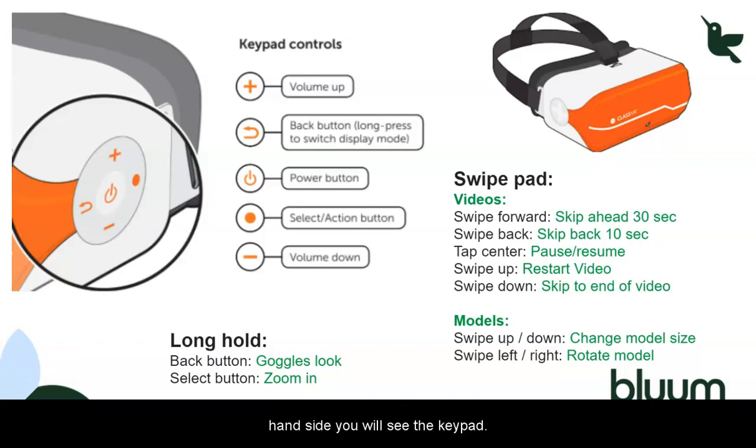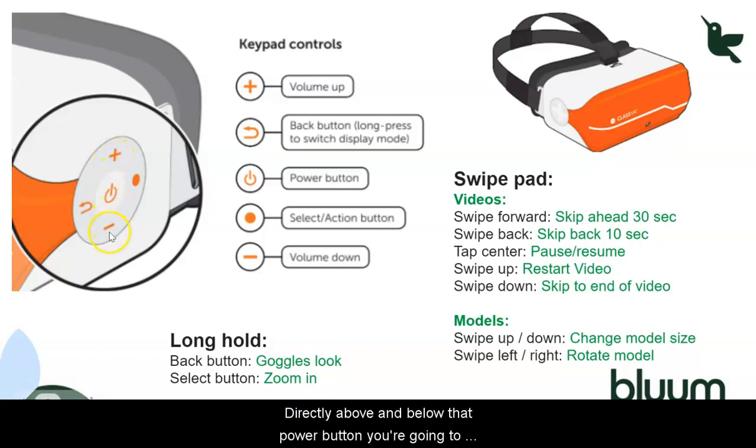On the left-hand side, you will see the keypad. On this keypad, in the very center, is your power button. This is where you can turn on and off the device. Directly above and below that power button, you're going to see a plus and minus sign. These are going to control your volume for videos and audio.